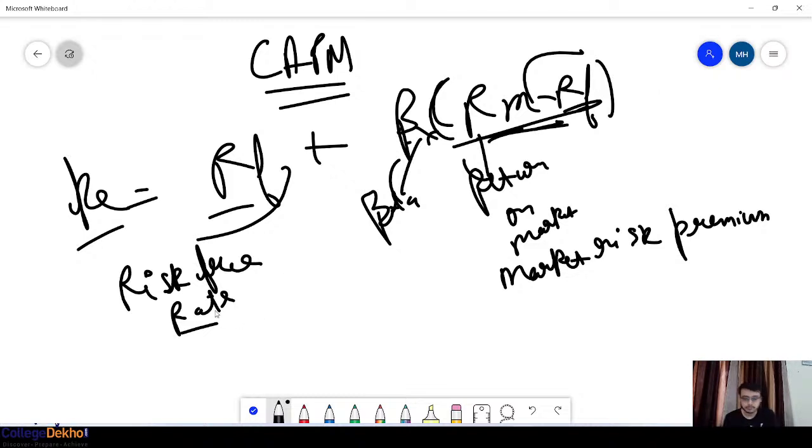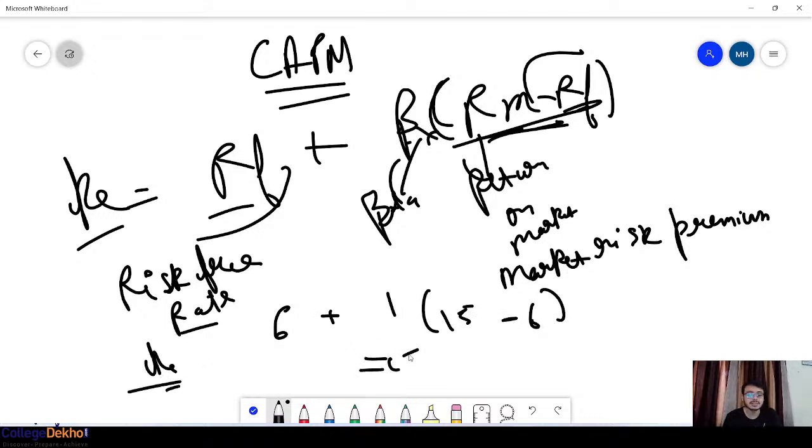The question might give you that the risk-free rate is 6%, beta is 1, RM is 15, RF is 6. Calculate the cost of equity. 15 minus 6 is 9, and 9 plus 6 is again 15%. These values would be given to you in the question. The risk-free rate is 6, your beta is 1, your RM is given. Either they can also say that the market risk premium is 9%. Sometimes in the question, they directly mention that the market risk premium is given as 9%.